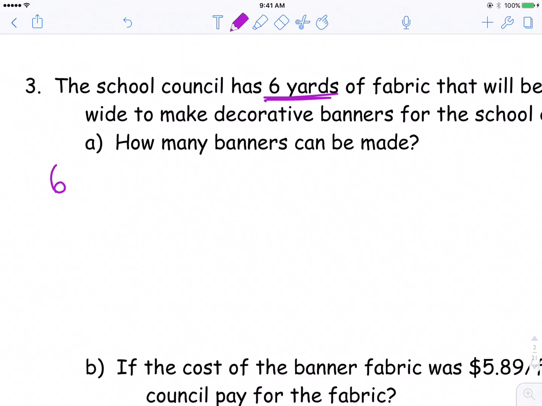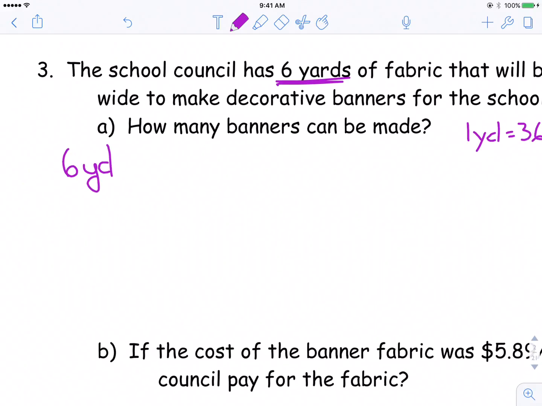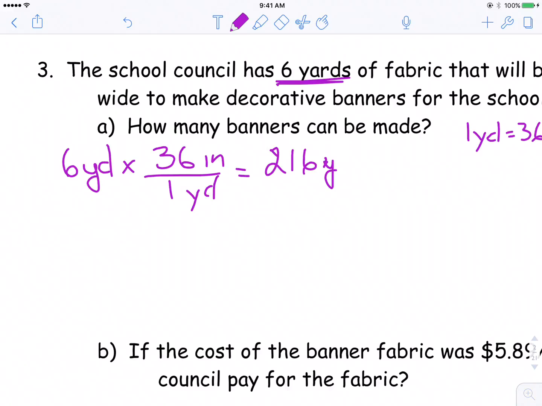So we take our 6 yards, and I'm going to do this by conversion factor. I know that in 1 yard there are 36 inches, so that's my conversion factor. I'm going to multiply by it. I want my yards to cancel, so this is going to be 36 inches over 1 yard. That'll give me 216 yards times inches, divided by yards. Those yards will cancel, I'm just left with inches, so 216 inches.